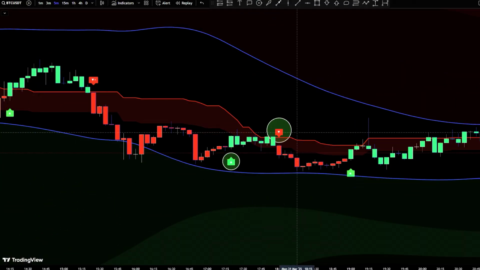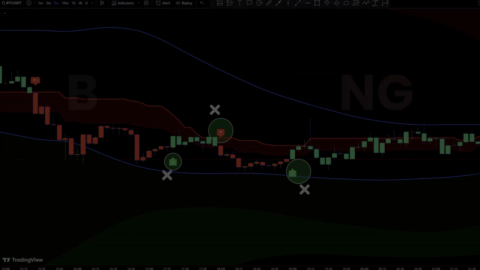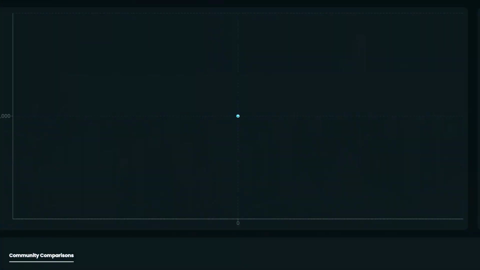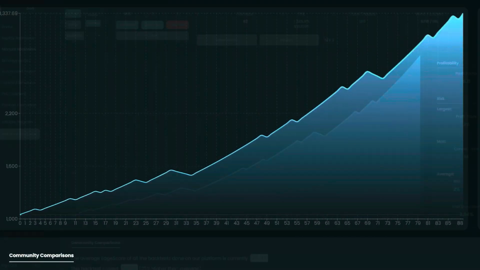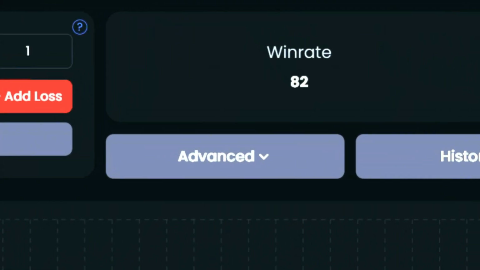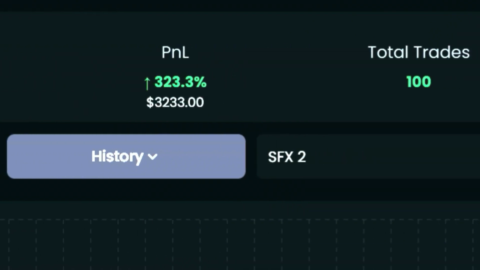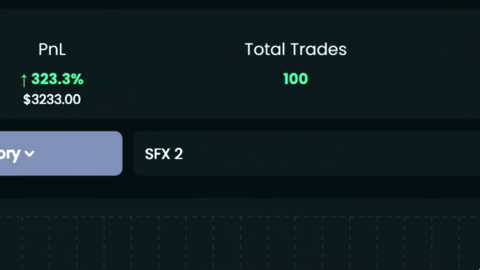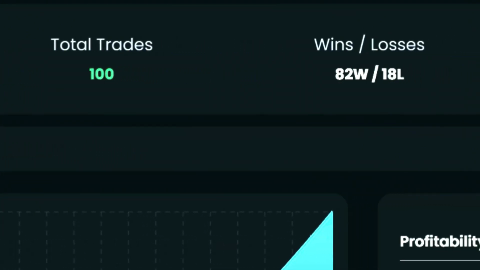Now to show you how solid this can be, I ran the system again on the same chart, testing it over 100 trades. And the results, an 82% win rate and a 323% return. That's pretty impressive, right? It's all because this strategy stays precise and sticks to the trend.